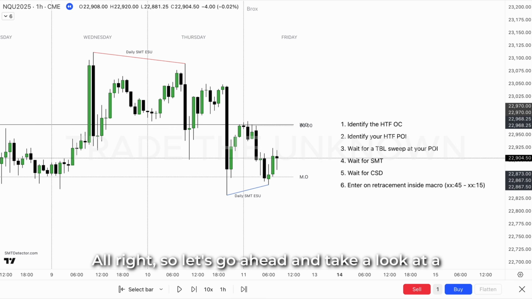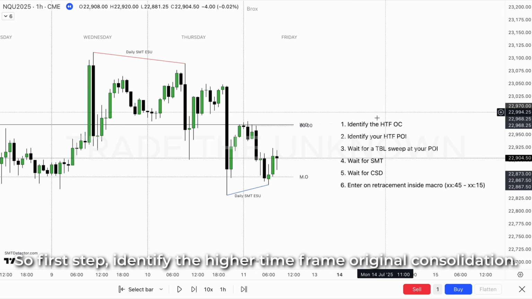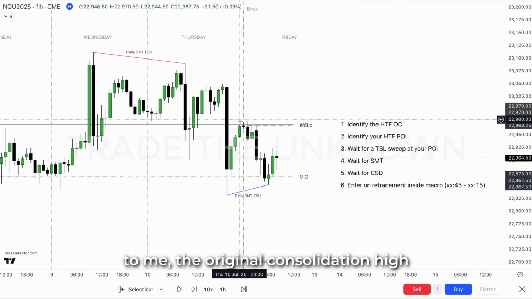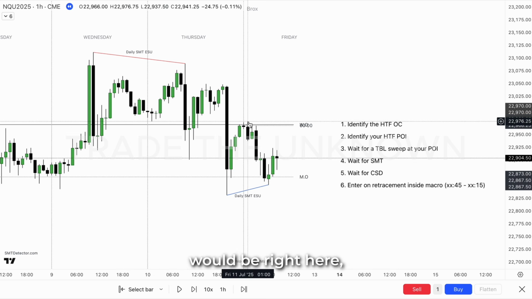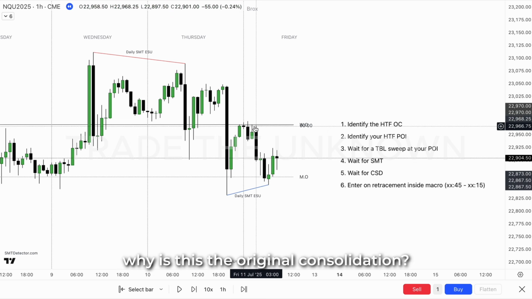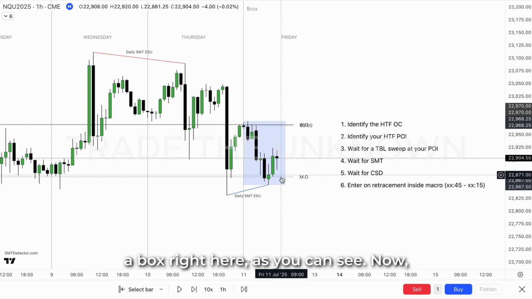All right, so let's go ahead and take a look at a live example of a buy model that we had on Friday. So first step, identify the higher time frame original consolidation. As you can see, to me, the original consolidation high would be right here, just above the weekly open. Now, why is this the original consolidation? To represent this, I've gone ahead and drawn out a box right here, as you can see.